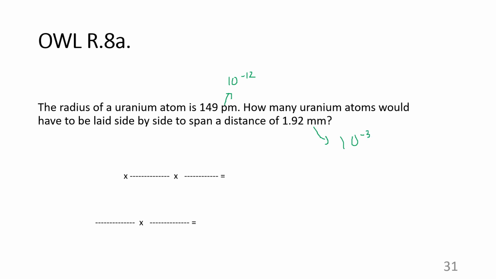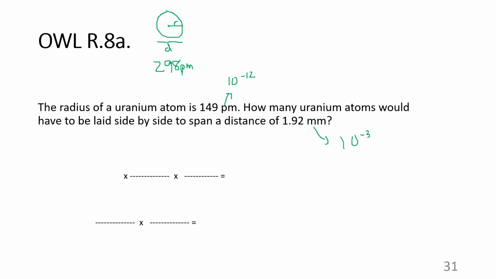I'm really going to have to do 2 processes. Maybe 3. The first process is I'm given radius. And as you know, radius is half of the diameter of the atom. So that is your radius, whereas your diameter would be the entire width. So the first thing I will need to do is to calculate the diameter by doubling the radius. If the radius is 149, if I double that, I get 298 picometers for the diameter.